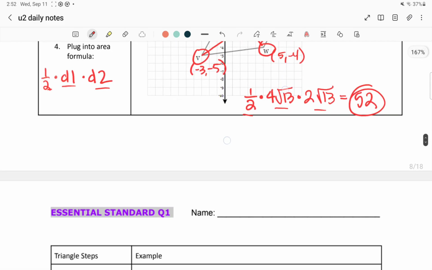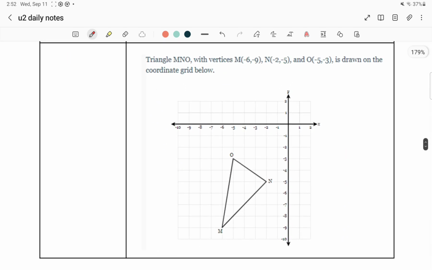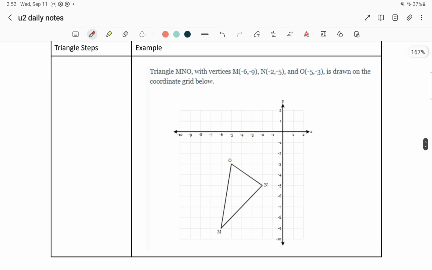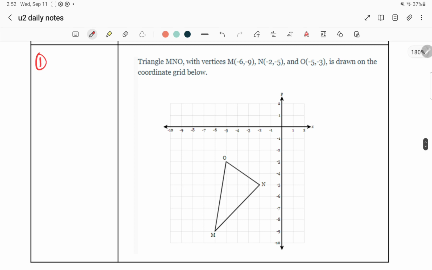Okay. Last is the triangle. Again, Delta Math is trying to make it difficult. So we're going to write the steps as we go because I forgot to print them. What we're going to do, step 1 is plot the points. Okay, you don't need to do that here.